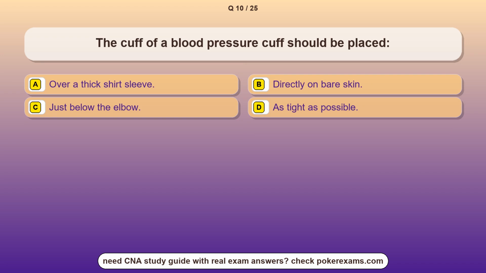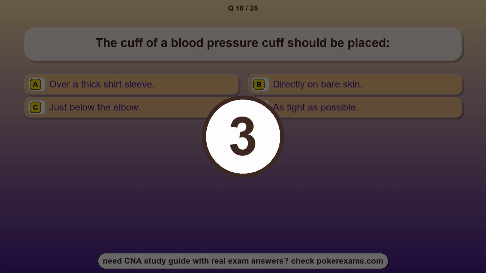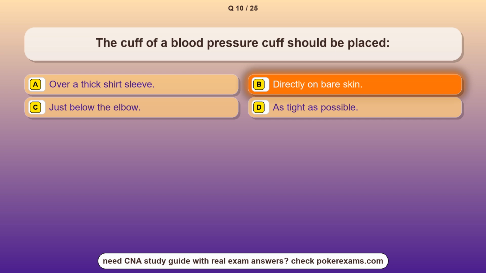Question 10. The cuff of a blood pressure cuff should be placed: Option A, over a thick shirt sleeve. Option B, directly on bare skin. Option C, just below the elbow. Option D, as tight as possible. The correct answer is option B, directly on bare skin.